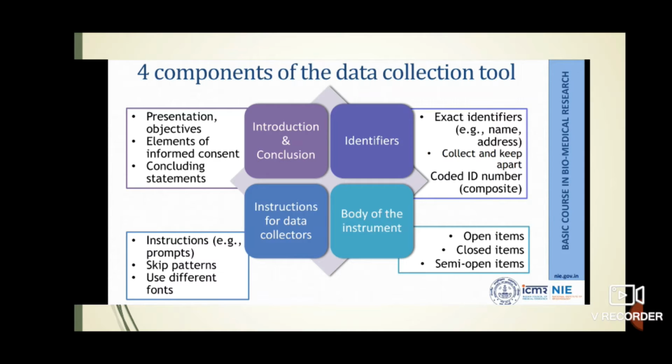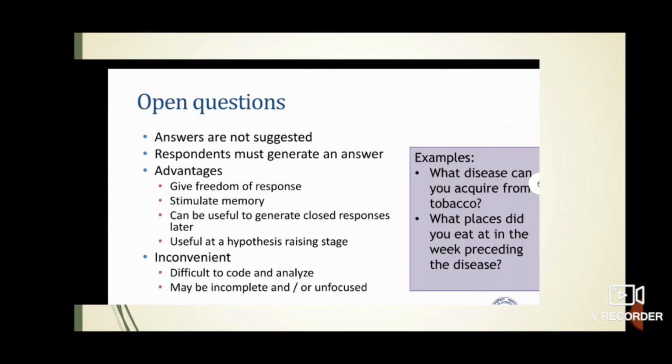For example, in the introduction and conclusion, you'll be covering the presentation, objectives, elements of the informed consent and the concluding statements. The identifiers include the exact identifiers, that is a name, address and any ID number and all. The instructions for the data collectors include the instructions, the skip patterns, the use of different fonts. And the body of instrument includes the open items or closed items or semi-open items.